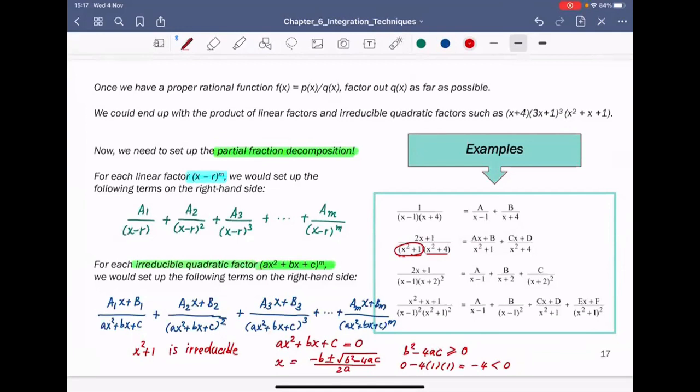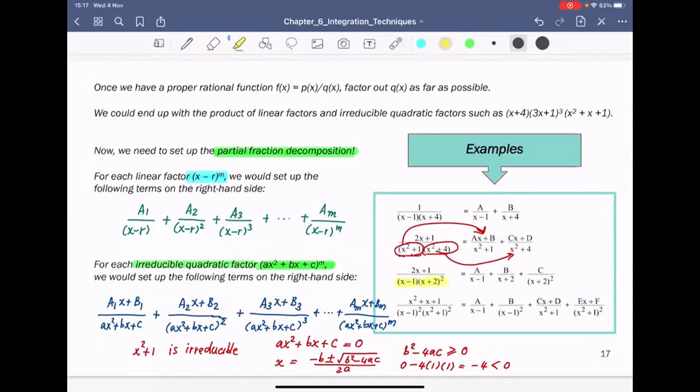So you cannot reduce x squared plus 1 to a linear factor with real roots. So you have to stay with x squared plus 1 here. And then when you do the decomposition, this term is going to give you (ax plus b) over (x squared plus 1). And this term is going to give you another term here, (cx plus d) over (x squared plus 4). Does it make sense?